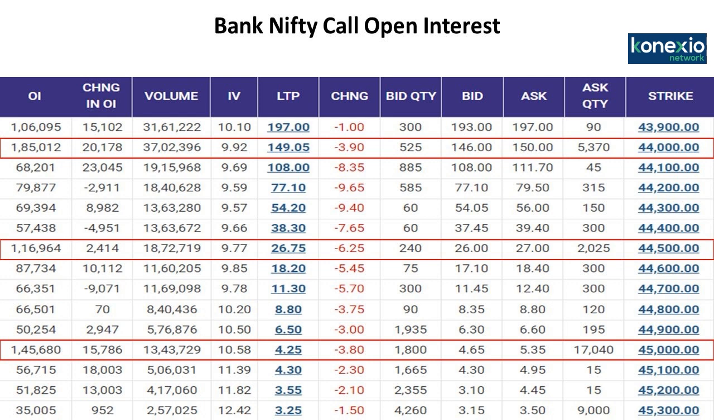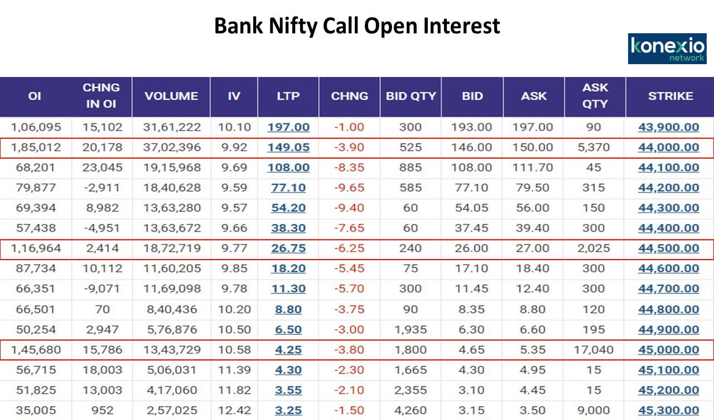On the basis of this particular data, we feel the 44,000 could act as an immediate resistance. If Bank Nifty crosses and closes above those levels, then there are chances that Bank Nifty might rally towards the level of 44,500 to 44,800, and maybe 45,000 in the coming trading sessions. But definitely, the Bank Nifty call option data seems to be positive at this juncture.